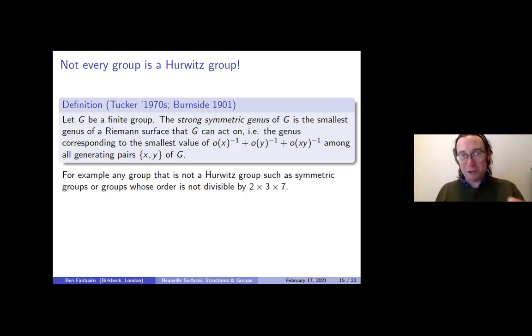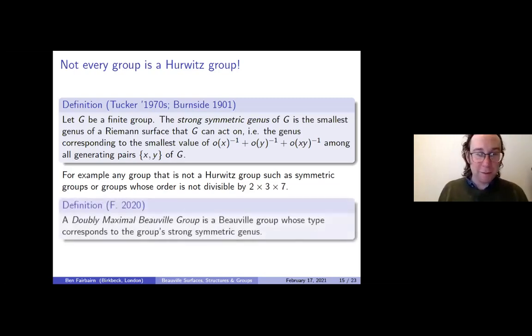And so this strong symmetric genus, this gauge of how close to being Hurwitz you are, is an interesting thing to think about. So in light of this, the mysterious Dr. F tried to generalize the notion of a doubly Hurwitz Beauville group by thinking about doubly maximal Beauville groups. So these are Beauville groups where the type isn't (2,3,7), (2,3,7), but the triple that gets you as close to being (2,3,7) as you possibly can.